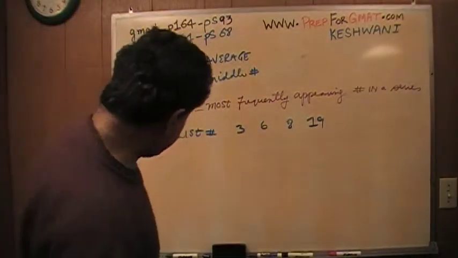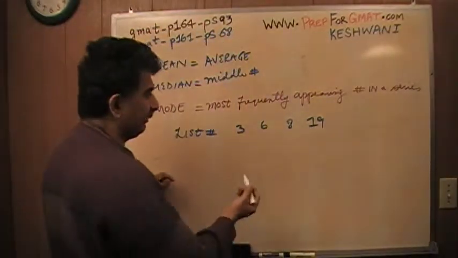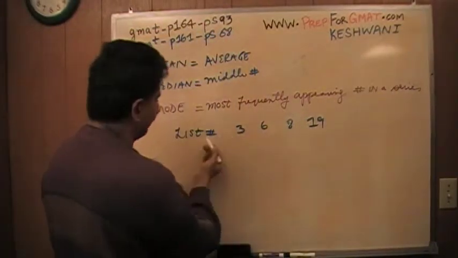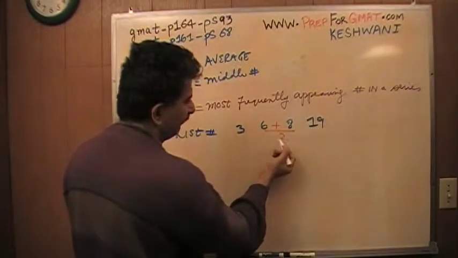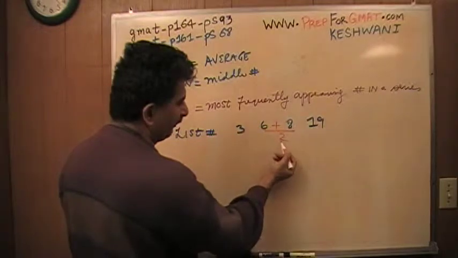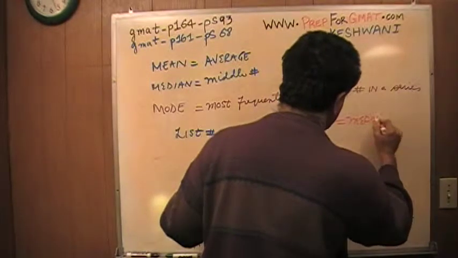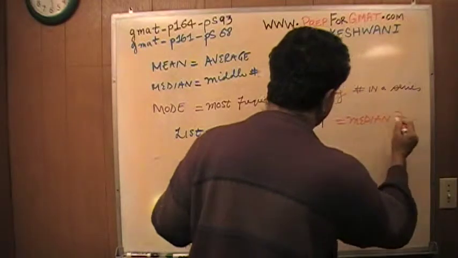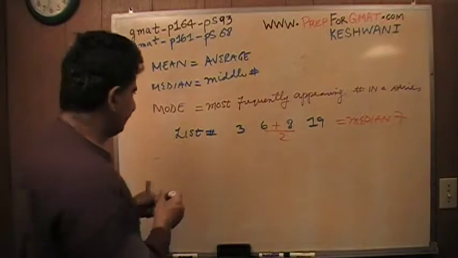How do I find the median? Had there been 5 numbers, the middle number would have been the median. Since there are only 4, we take the average of these two, 6 and 8, which is 14 divided by 2. So the median is 7.